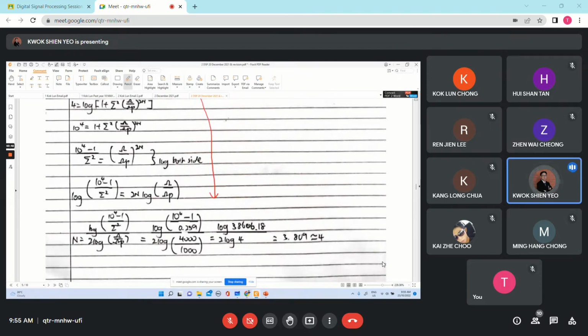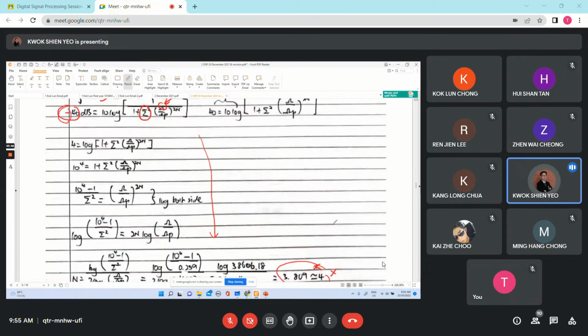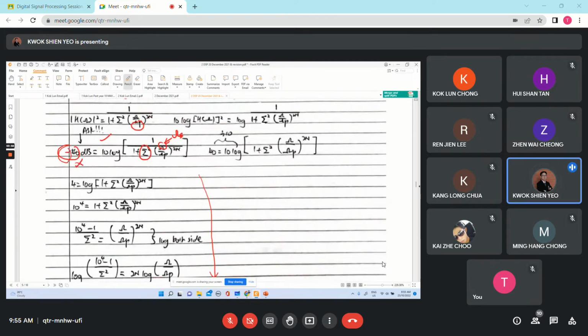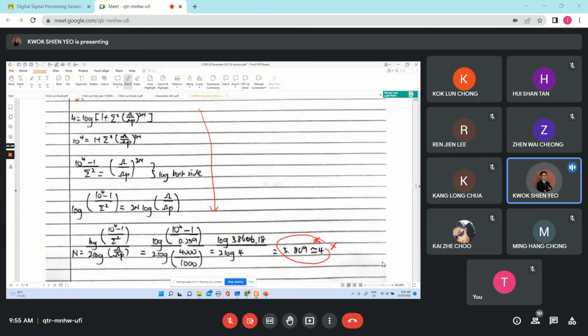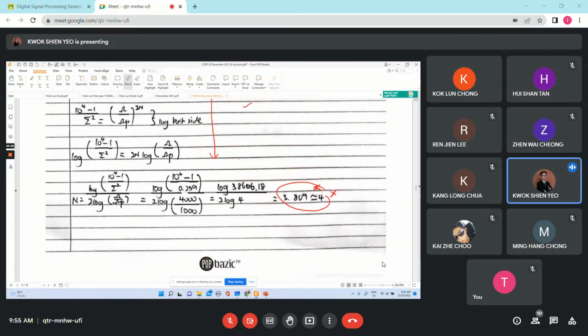I will still give you the marks for the steps here because you are doing the algebra correctly and you know how to get the n out. So your n might be wrong because of the negative. So you will lose the mark here for the concept, but the steps I will still give you marks. So that's the idea.